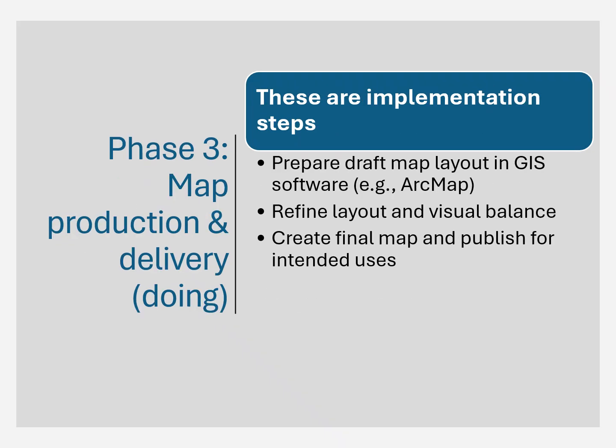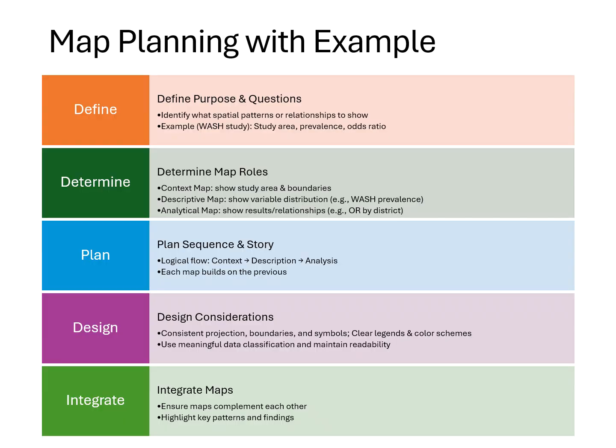Phase three is your map production, and how you're going to export and deliver it. You are doing the work with the help of software and preparing your draft map layout, based on whatever you have done in the first two steps. Then you use the software to refine your map layouts, achieve visual balance, create final maps, and publish for the intended users. So this is the third step, where you have a static map ready for communication purposes. Now I'm going to explain this whole map planning with an example.